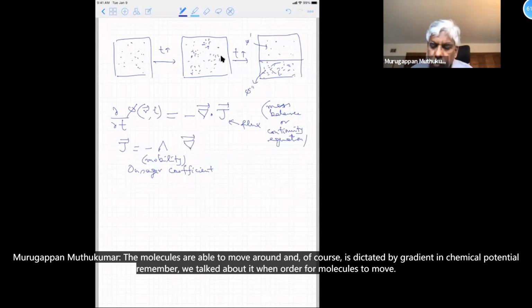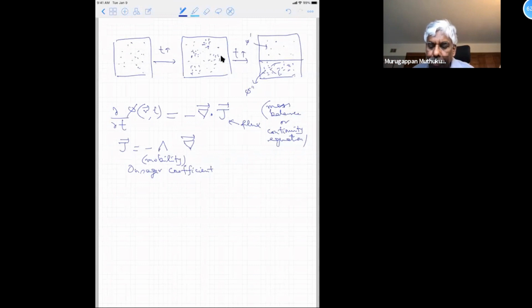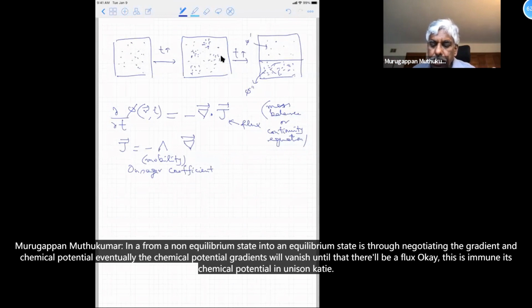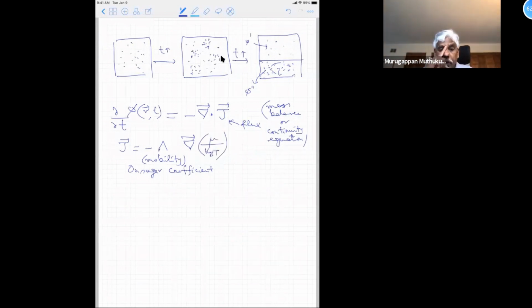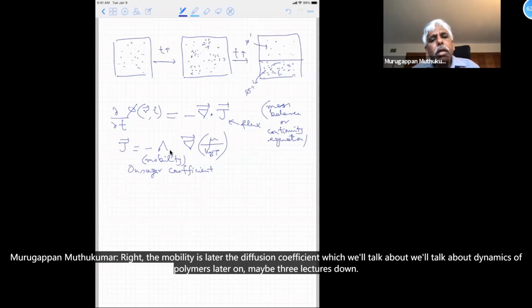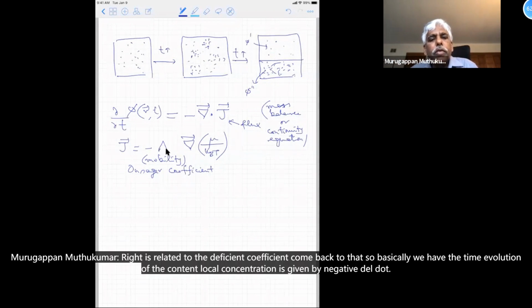Remember, we talked about it. In order for molecules to move from a non-equilibrium state into an equilibrium state is through negotiating the gradient in chemical potential. Eventually, the chemical potential gradient should vanish. Until that, there will be a flux. Okay, this mu is chemical potential in units of kT. Right. The mobility is related to the diffusion coefficient, which we'll talk about when we talk about dynamics of polymers later on, maybe three lectures down. Right, it's related to the diffusion coefficient. We'll come back to that.